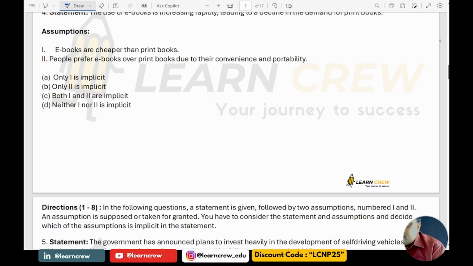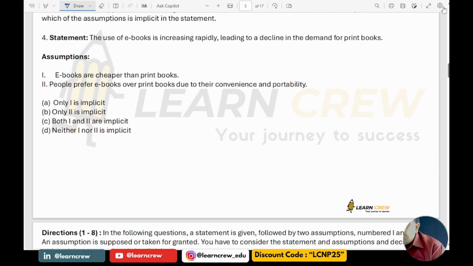Now the fourth question. What is the fourth question statement? The use of ebooks is increasing rapidly, leading to a decline in the demand for print books. Now assumption 1.